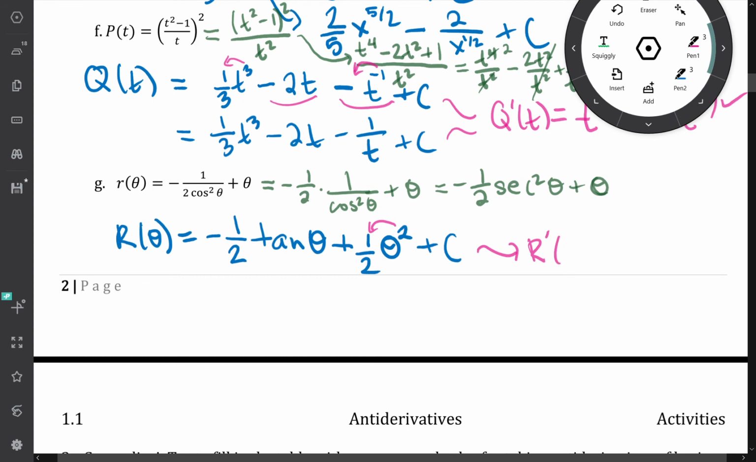Then we're going to do a quick double check and say r prime of theta is equal to -1/2. The derivative of tangent is secant squared theta, and then the 2 comes down in front. 2 times 1/2 is 1, so we're just left with a theta. Derivative of c is 0.